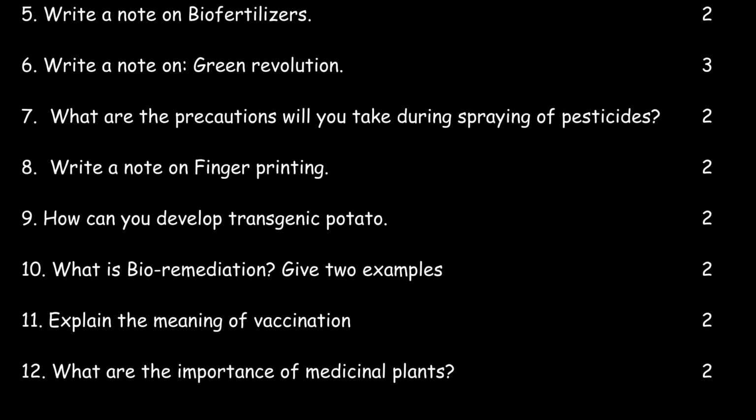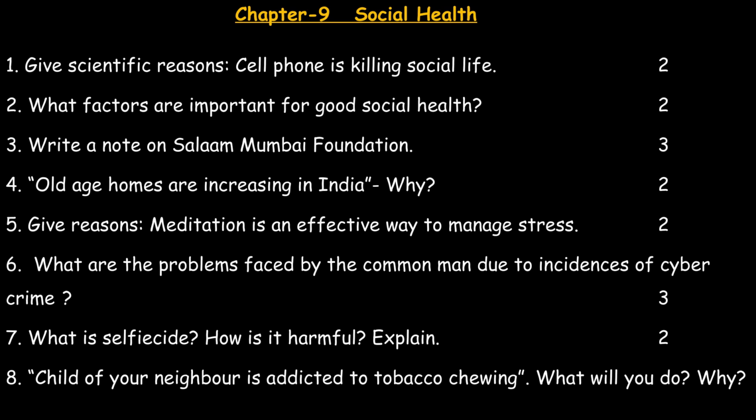Explain the meaning of vaccination. What is the importance of medicinal plants? Now, chapter 9, social health. Give scientific reasons: cell phone is killing social life. So this is a very important chapter. They talk about our day-to-day life. What are the factors important for good social health? Then write a note on Salaam Mumbai Foundation.